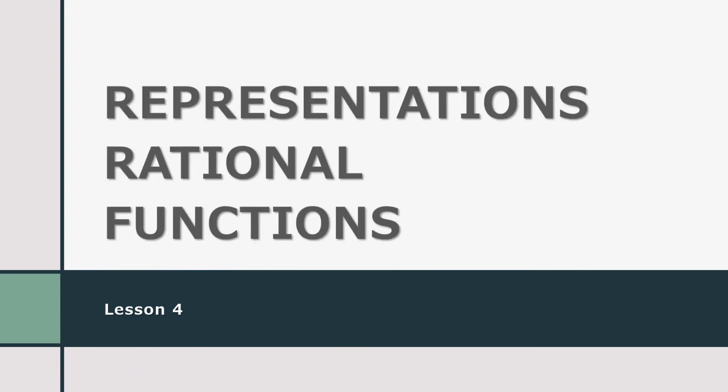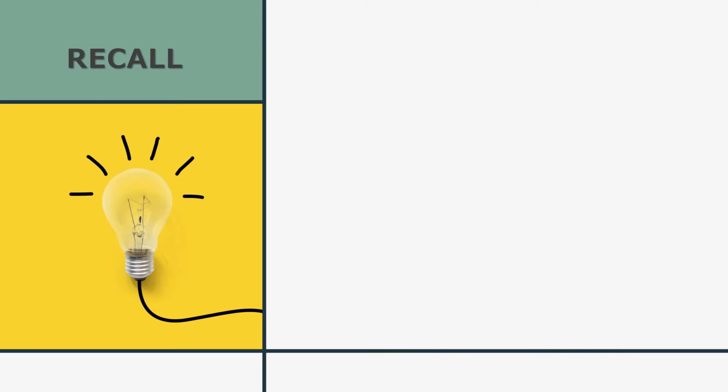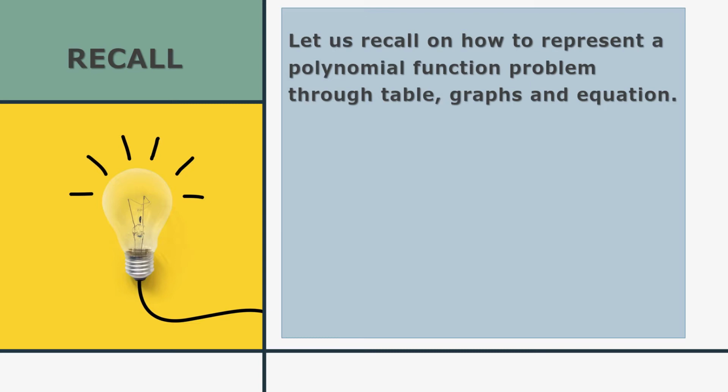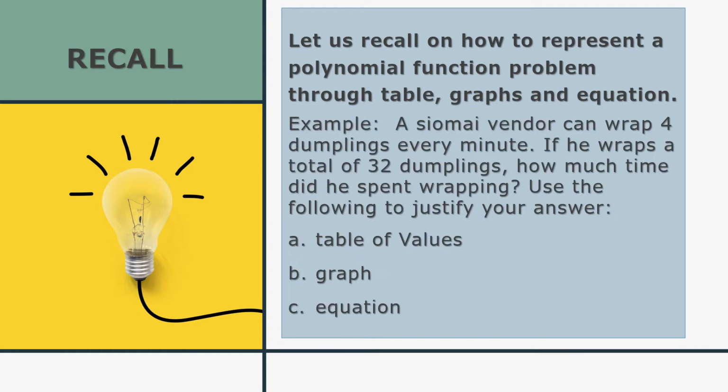Our lesson for today is about representations of rational functions. Let's start with a recall. Let us recall how to represent a polynomial function problem through table, graphs, and equation. Example: a vendor can wrap 4 dumplings every minute. If he wraps a total of 32 dumplings, how much time did he spend wrapping? Use the following to justify your answer: table of values, graph, equation.